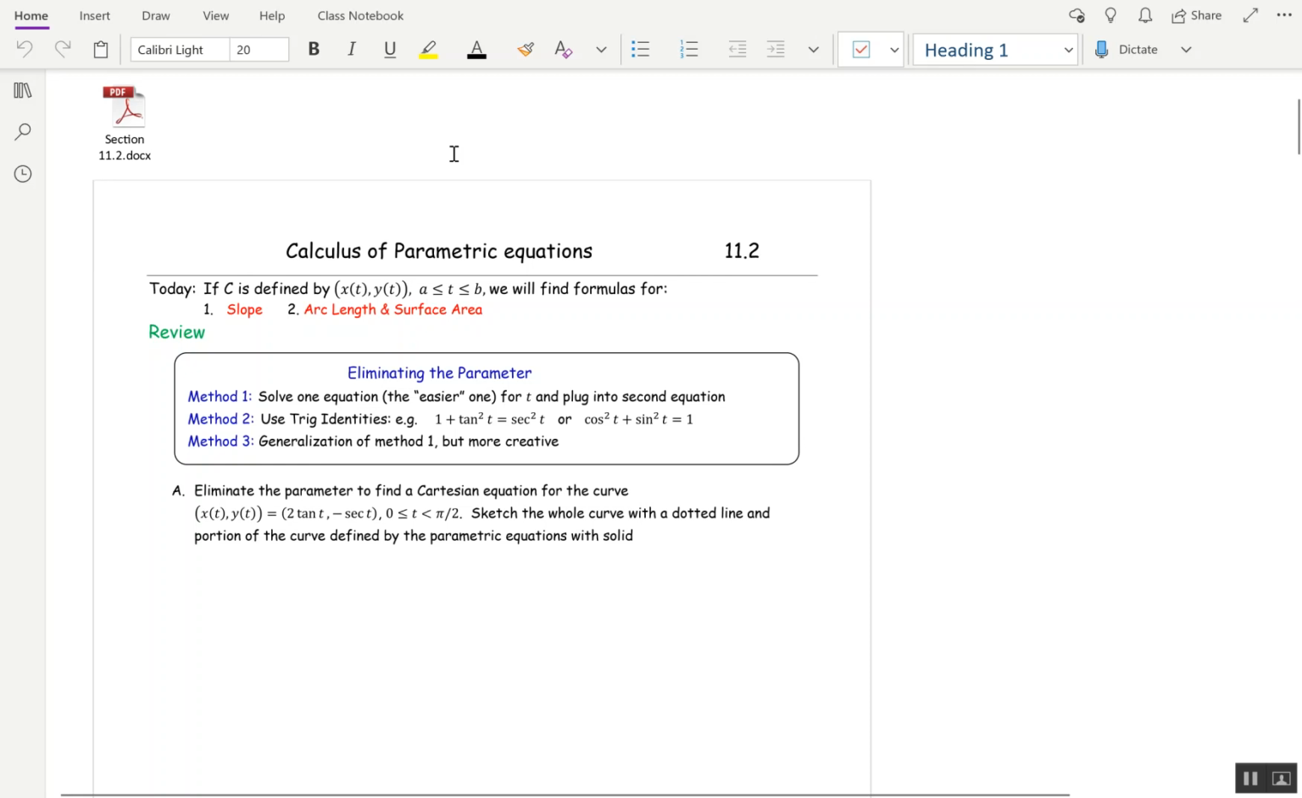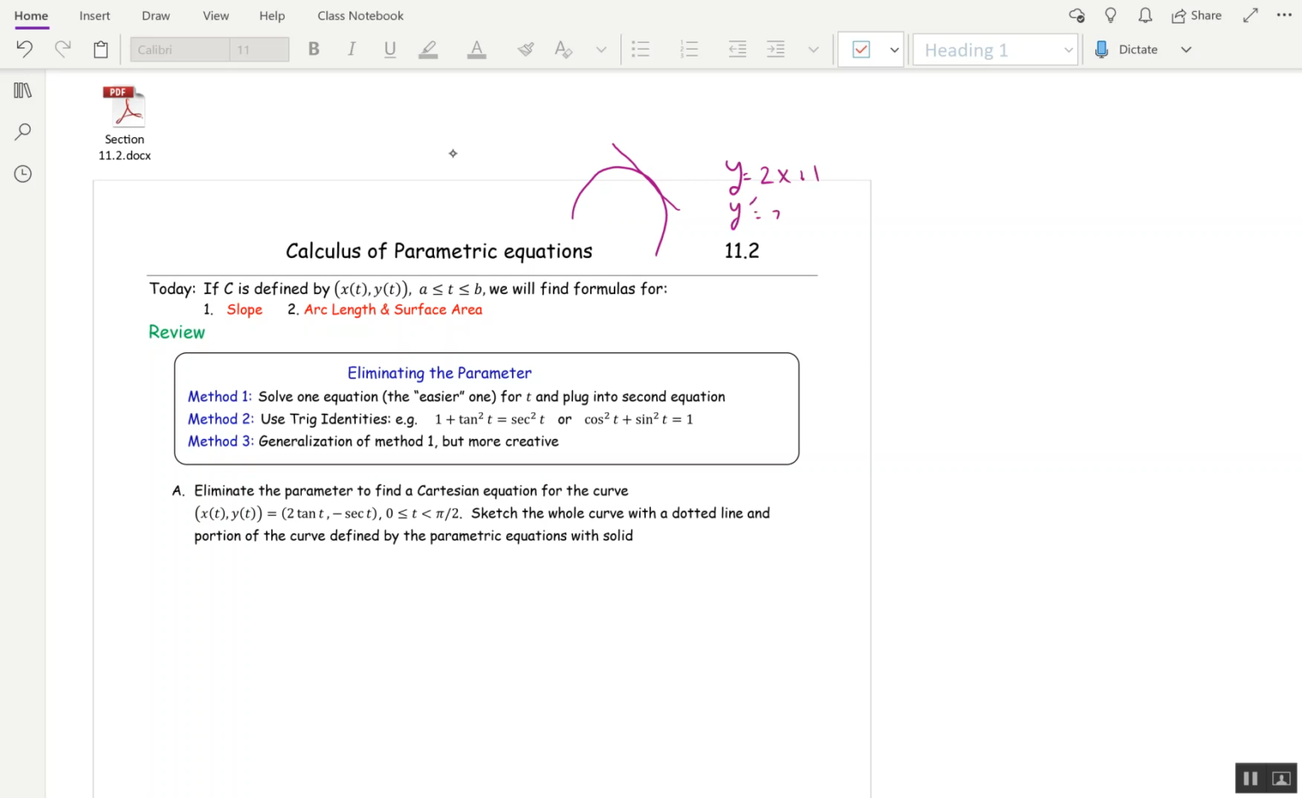This is section 11.2. Today we're going to talk about how to find the slope of a curve that's defined parametrically and not with a Cartesian equation. So for example, if y equals 2x plus 1, then y prime is 2. But if a curve is given parametrically, x of t, y of t, is there a way to find y prime, dy dx, without eliminating the parameter? And the answer is yes, and we'll see how to do that in a minute.